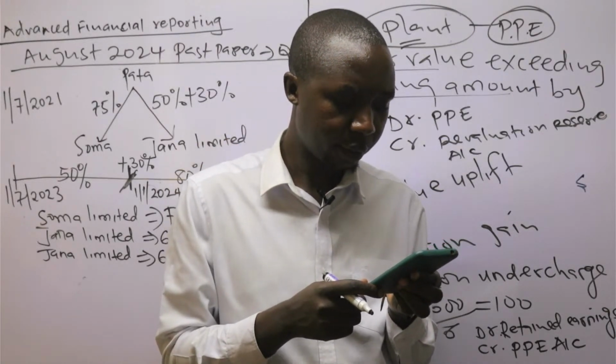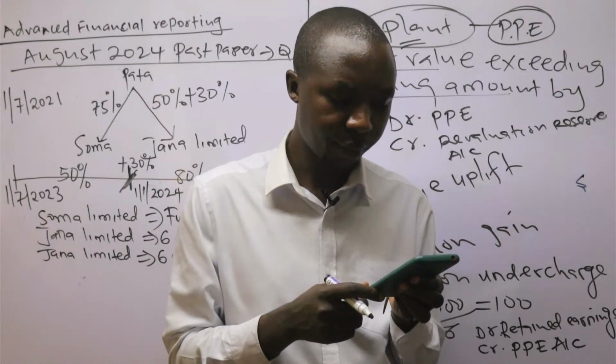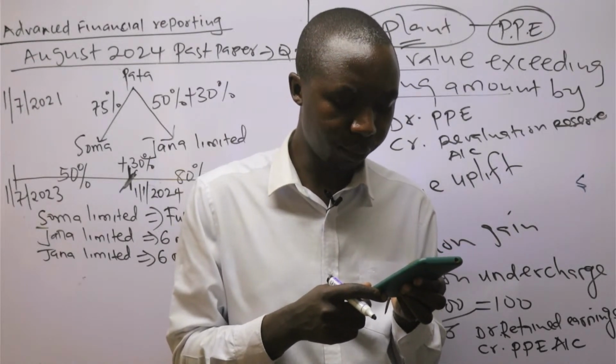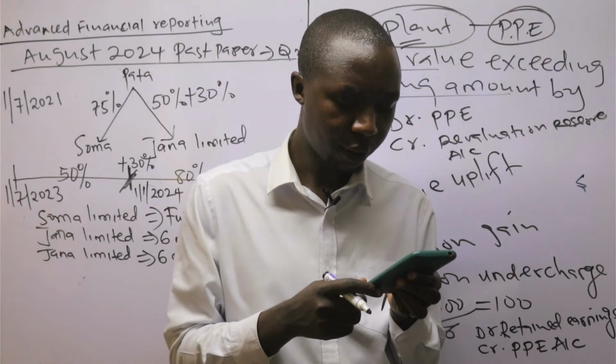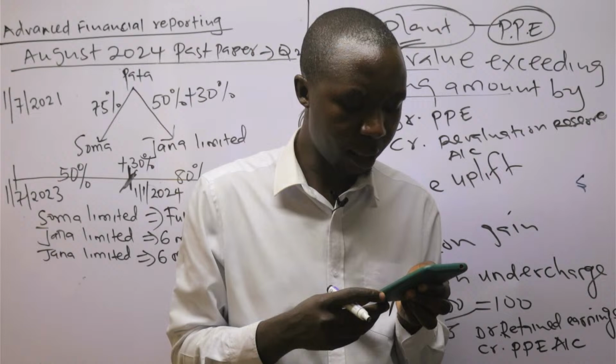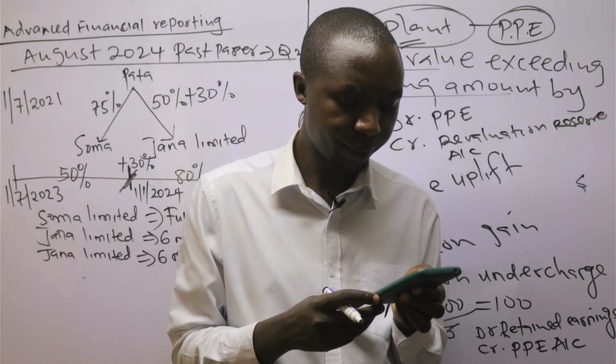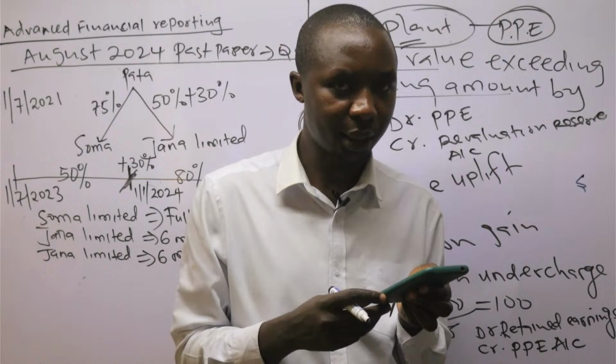Number 5, during the year ended 30th June 2024, Pata Limited sold goods to Soma for 340 million at fair value, at market value, that is. Pata Limited reported a loss of shillings 55 million on this transaction.